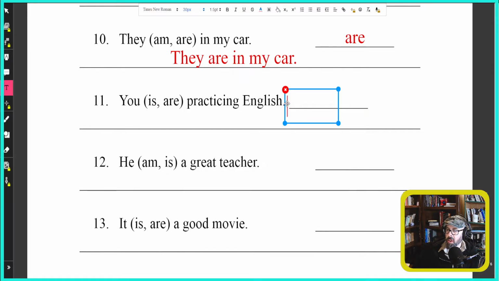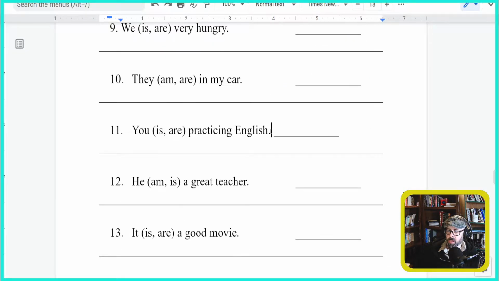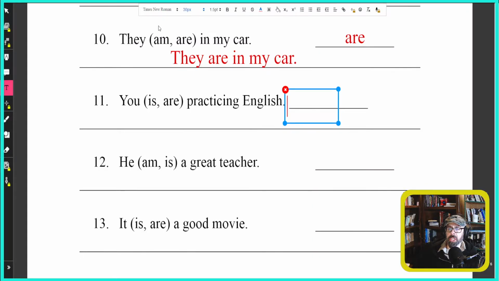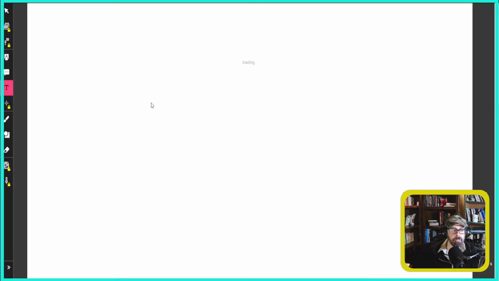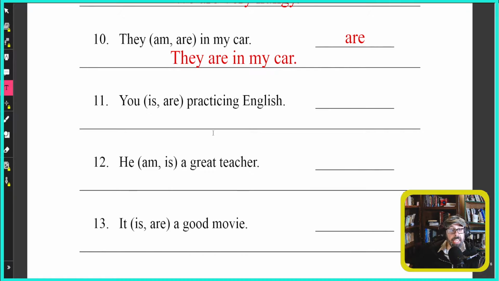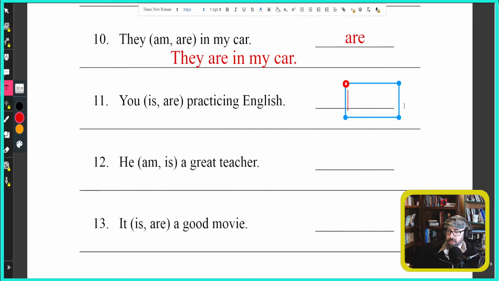Okay, correct answer. Whoops, let me fix this as well. Okay, you is. Technology. You is or you are practicing English. Okay, correct answer. You are practicing English.